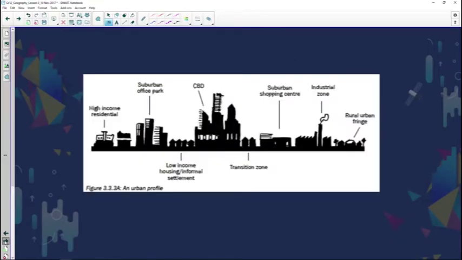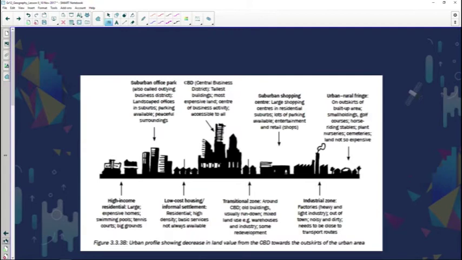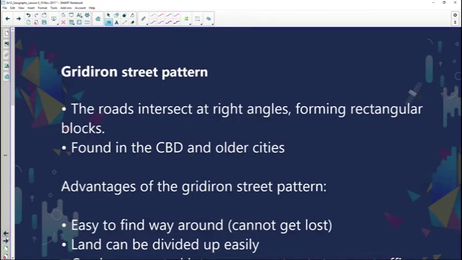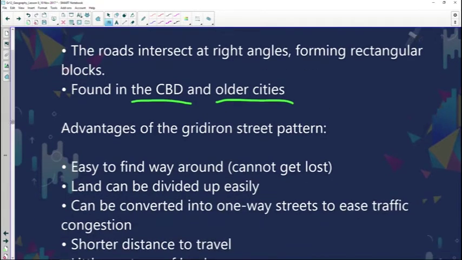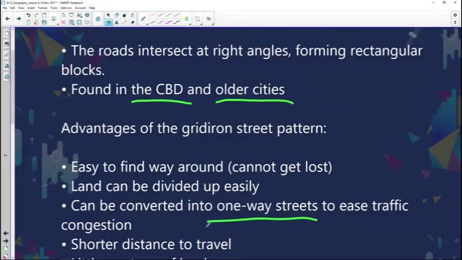If you look at it, it's usually found in the CBDs and all the cities. What are the advantages of it? The simple reason why it's the oldest, it's very easy to find your way around. There are many one-way streets that you will find, and the land can be divided up much easier. For instance, per square, it's much easier to divide the land, and it's very easy to find the place that you're looking for. It can be converted into one-way streets, like I've mentioned.